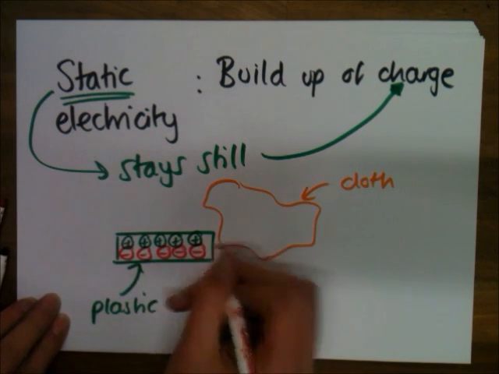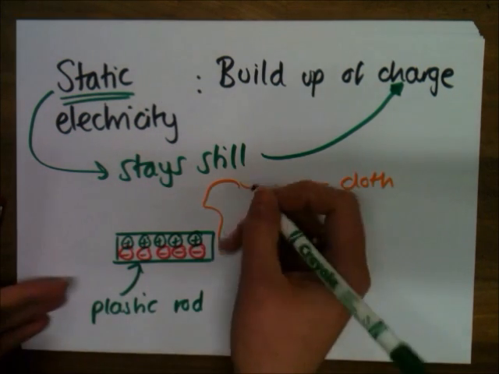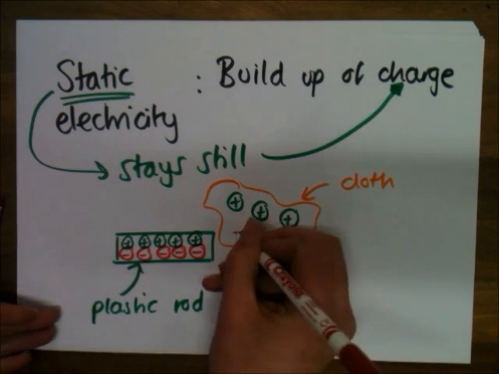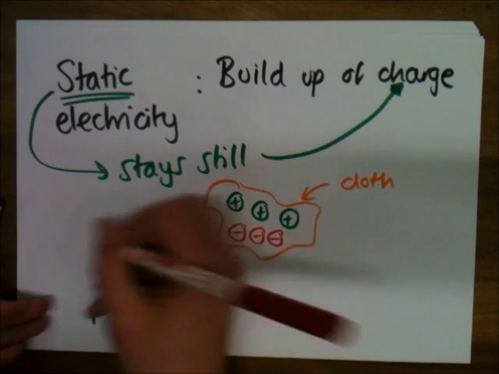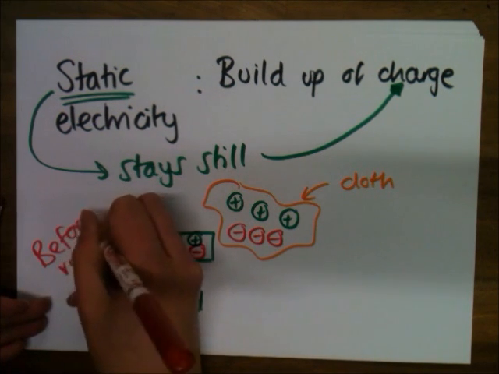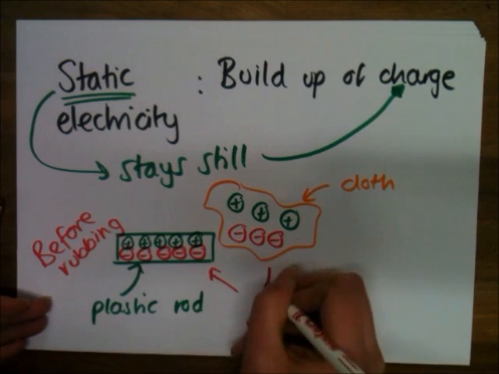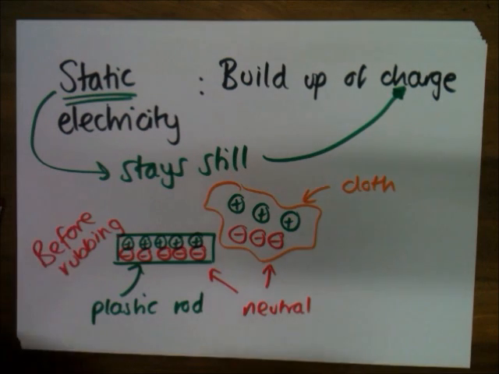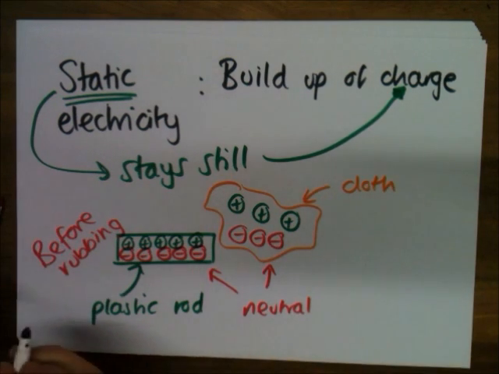And change colour again. Then, on my cloth, that's also neutral. I'm going to just draw 3 protons and 3 electrons. So this is before rubbing. Okay? They're both neutral. There's no net positive or negative charge, they're both neutral.